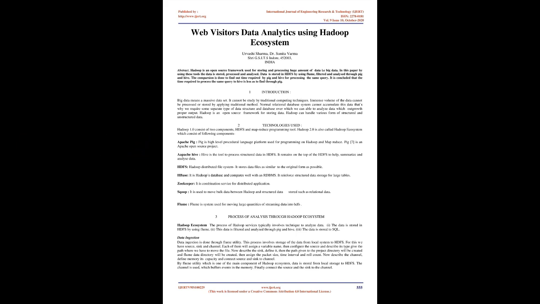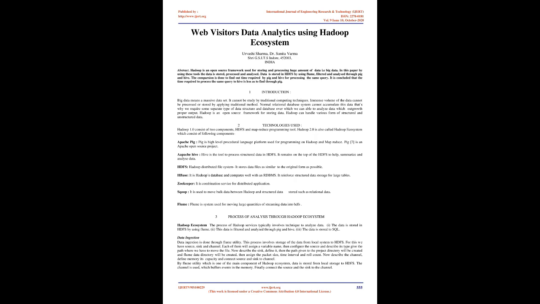1. Introduction. Big data means a massive data set. It cannot be studied by traditional computing techniques. An immense volume of data cannot be processed or stored by applying traditional methods. A normal relational database system cannot accumulate this data. That's why we require a separate type of data structure and database over which we can analyze data, which outgrows proper output. Hadoop is an open source framework for storing data. Hadoop can handle various forms of structured and unstructured data.